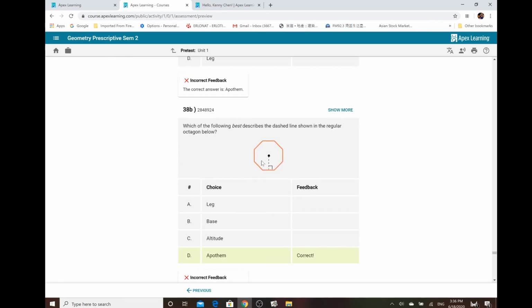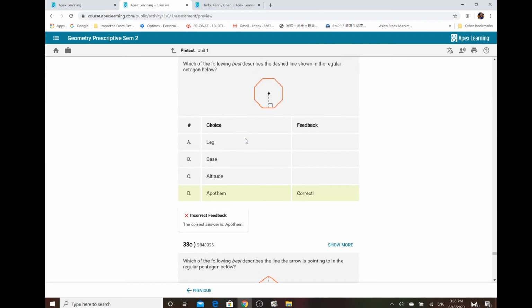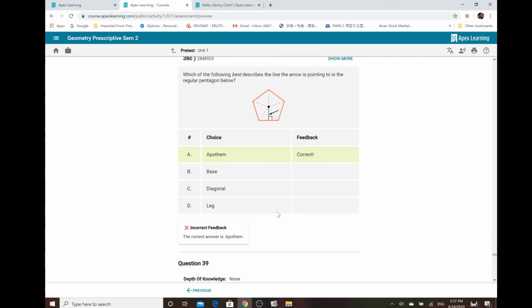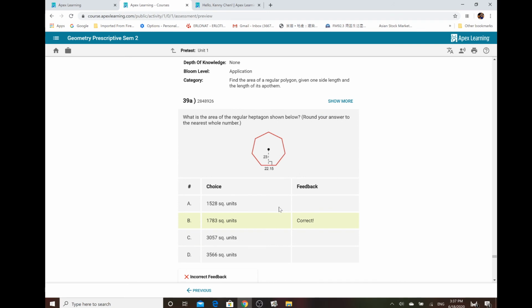So here's another apothem. This one looks like it is an octagon. We don't call it altitude, okay? Altitude we use to describe the height of a quadrilateral. Quadrilaterals are 4-sided figures such as trapezoids, squares, rectangles, parallelograms, rhombuses, or kites. And here's another one, so the apothem. So number 39: what's the area of a regular heptagon?